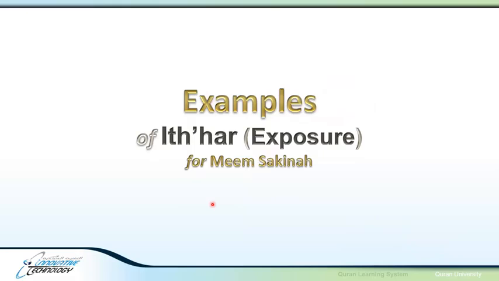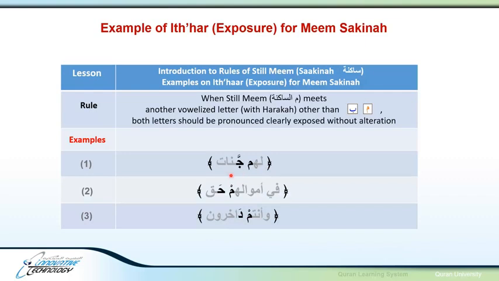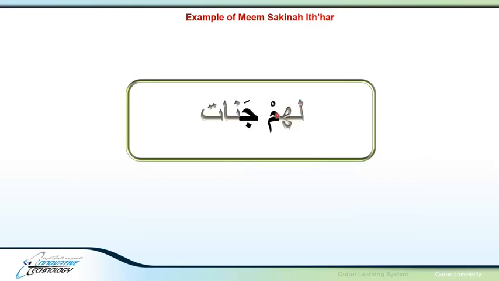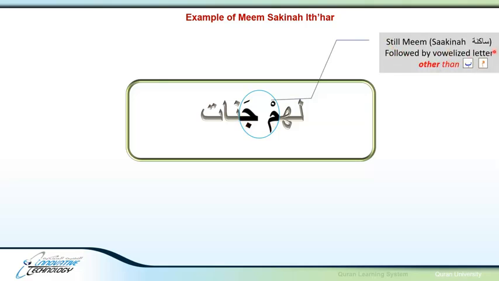We'll move now to the examples on idhar, on exposure of the Meem Sakinah. We're going to take the first example, لهم جنات. Meem Sakinah followed by a letter other than a Meem and other than a Ba. In this case, the Meem Sakinah is followed by a vowelized letter in two words, the Jim. The Jim has a fatha, and it's not Meem, it's not Ba. Then the hukum would be idhar.